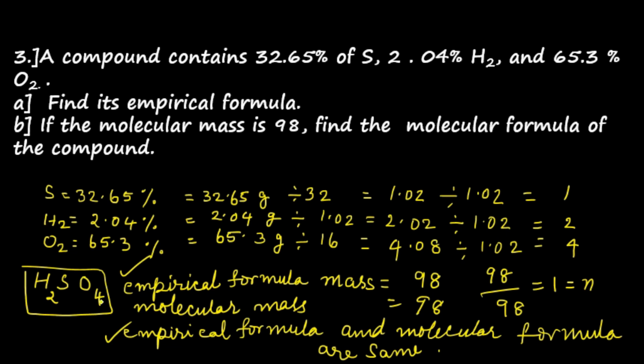We have already said that for some compounds the empirical formula and molecular formula will be the same. For some, empirical formula and molecular formula may be different. You can identify this compound. Since this is the molecular formula also, this is sulfuric acid.